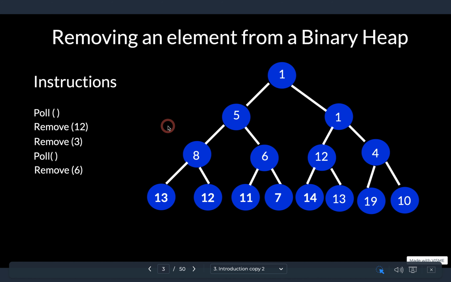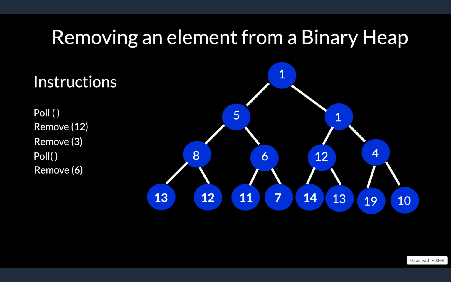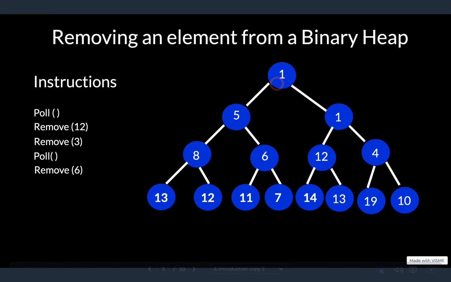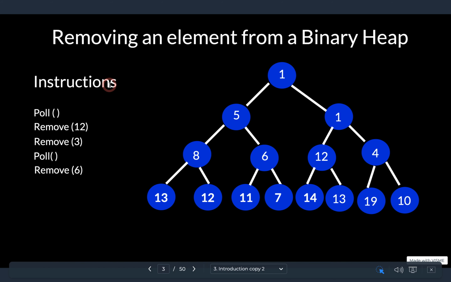Also, if you check out this set of instructions, we have one called the poll operation, and we have one called the remove operation. So the poll operation means that you want to remove the element with the highest priority. And that means that you want to remove the element at this position. So if this binary heap was represented using an array, that will be the element at the 0th index.